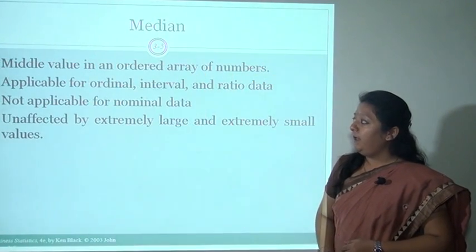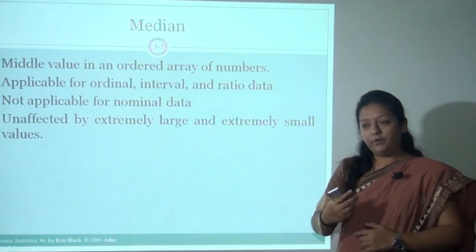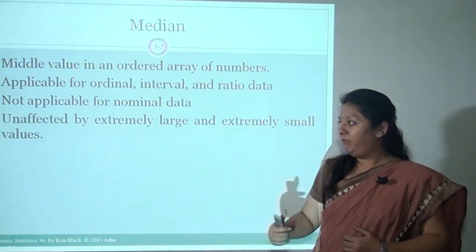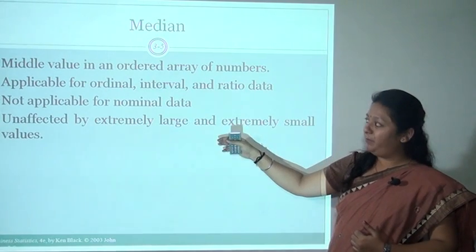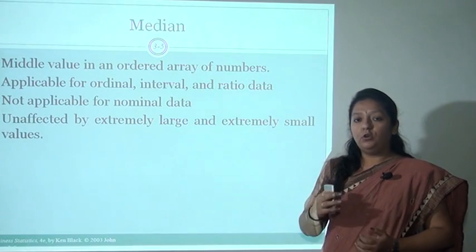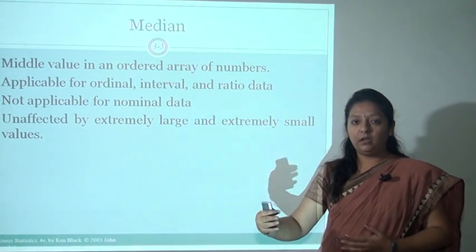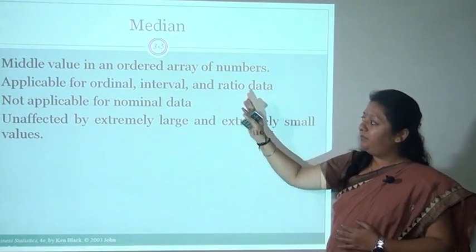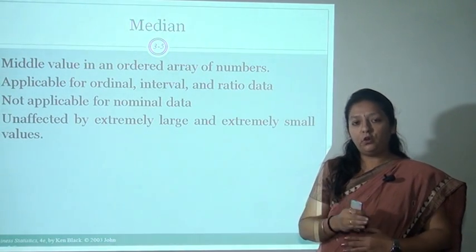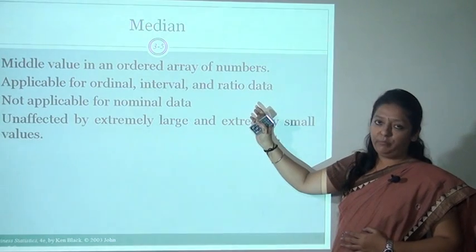Now next is the median. First we discussed mode. Mode is the frequently occurring value in the data set. Now the median. Median is the middle value in the ordered array. You will first have to arrange the data in an ordered array, and the value which comes in the middle of the data set is termed the median.